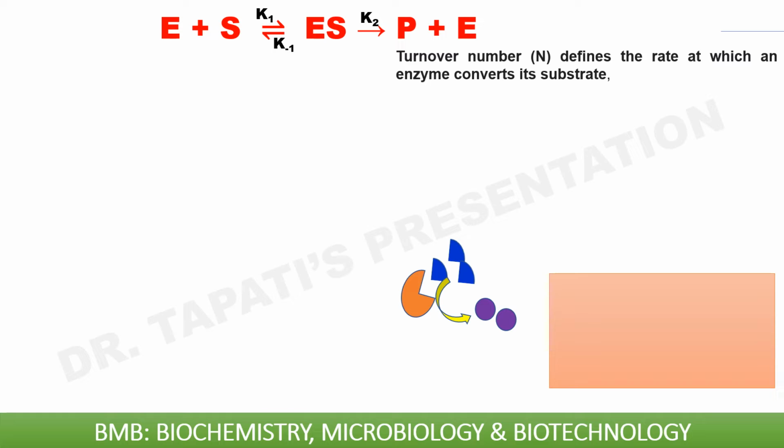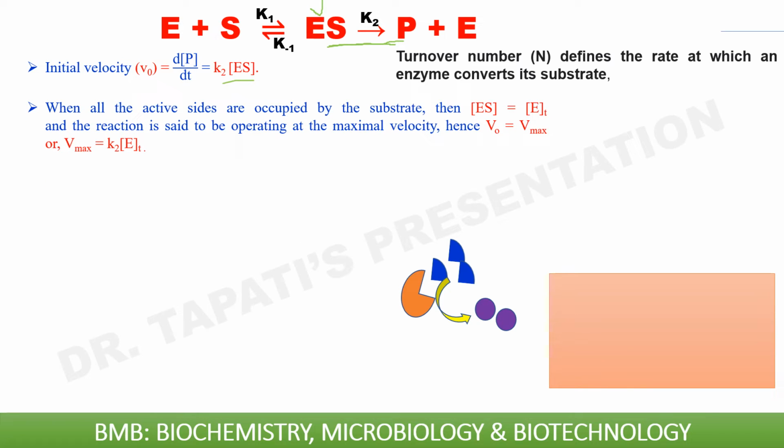Let's calculate the turnover number of an enzyme. Turnover number defines the rate at which an enzyme converts its substrate. As we know, initial velocity V0 is equal to d concentration of product divided by dt, that is equal to K2 into concentration of enzyme substrate complex. Here in this step we are getting the initial velocity as K2 into concentration of enzyme substrate complex.